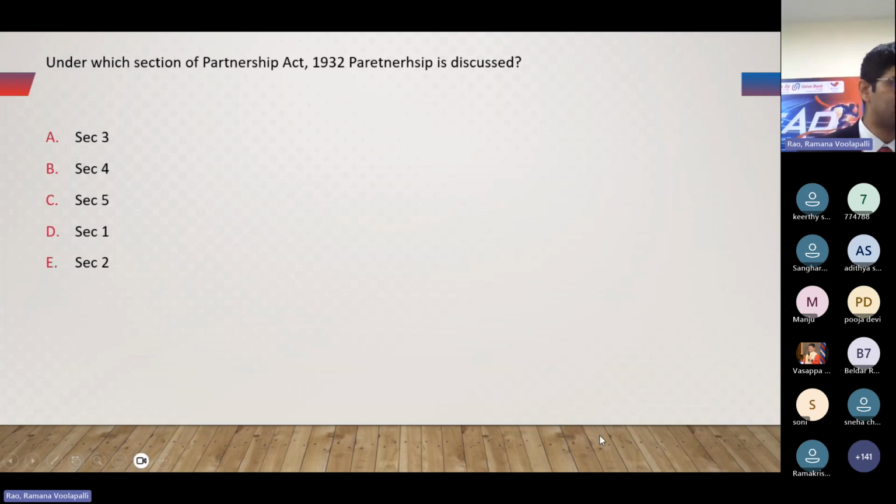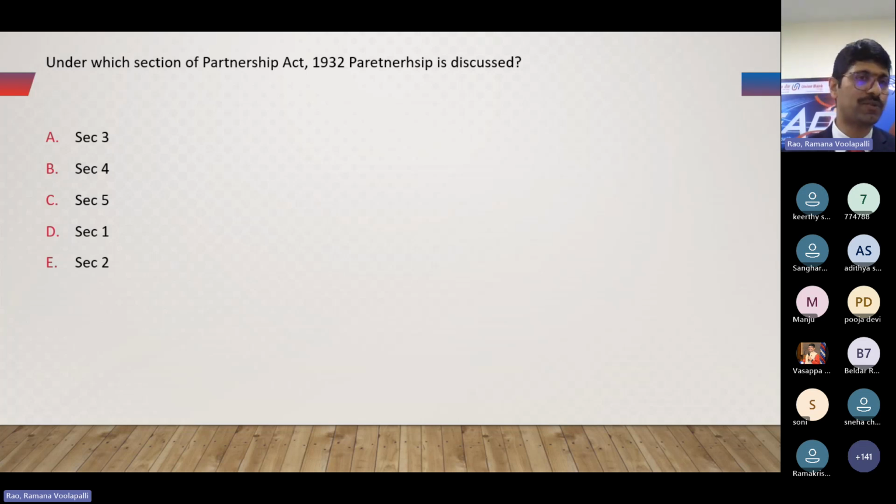Yes, it is B. Okay, B. Mahato, Rakesh ji, Arun Jaiswal: Section 4. Yes. In the first section only, we actually discussed that Section 4 of the 1932 Partnership Act defines the partnership. Thank you, Prashant ji. It is correct. Section 4.